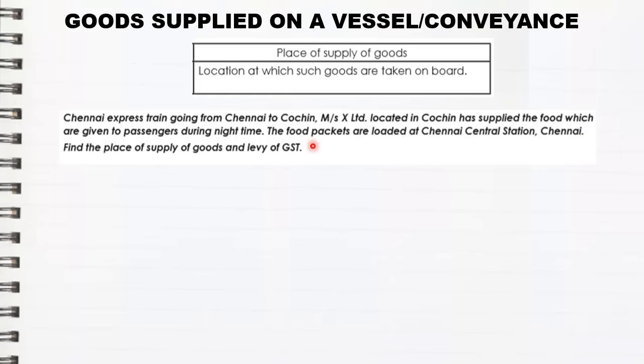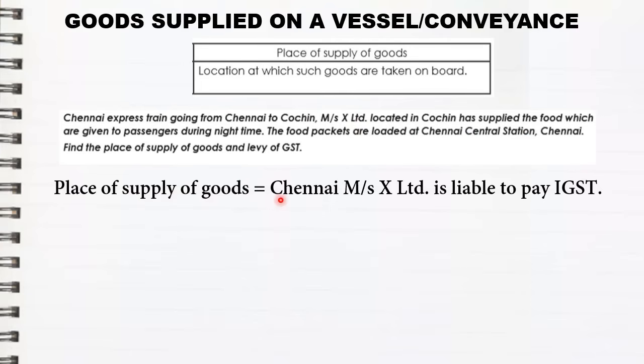So now here, Chennai Express train is moving from Chennai to Cochin. X Limited, located in Cochin, has supplied the goods which are given to the passengers during the night, and the packets were loaded at Chennai Central Station. Now, according to the rule, where goods are supplied on a vessel or conveyance, the place of supply will be that place at which the goods have been boarded. So here the goods were loaded or boarded at Chennai Central Station. So the place of supply of goods will be Chennai, and X Limited is liable to pay IGST at Chennai.